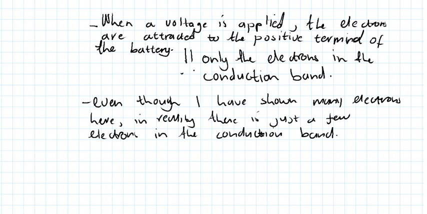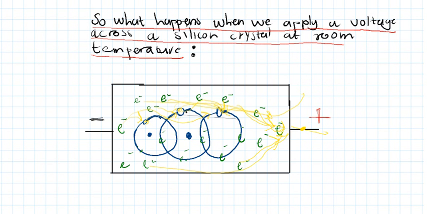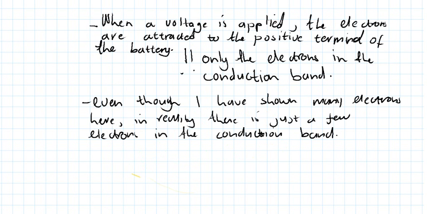Most of everything here, I've already said it. When a voltage is applied, the electrons are attracted to the positive terminal of the battery. Only the electrons in the conduction band are the ones actually flowing. The other ones are contained within the atom. They are still attracted within the whole structure of the atom. Even though here, as you can see, I've shown many electrons, actually, in reality, the electrons are fewer than I've shown here.